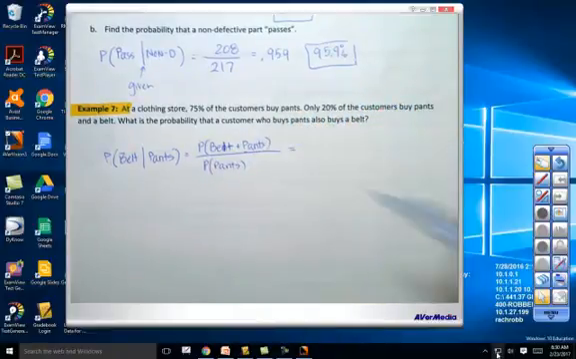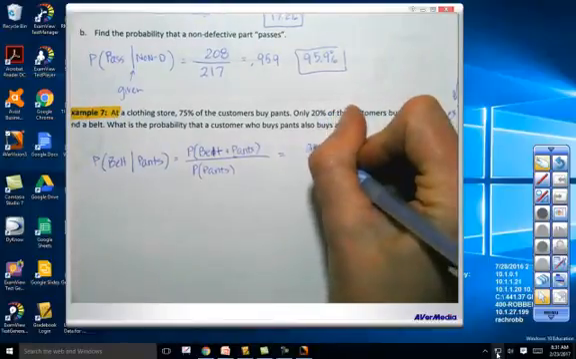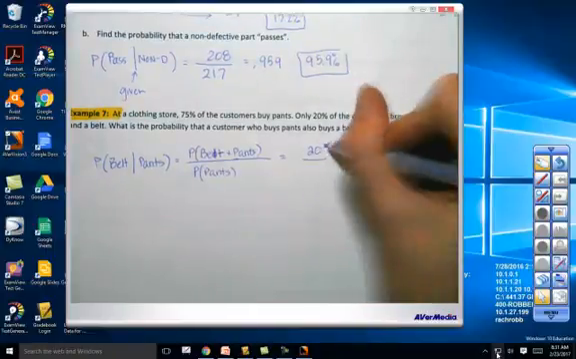And then this is what I said. They're going to give you the numbers you need. You just have to know where they go. So what was the probability that someone bought a belt with pants? 20% of the customers buy belts and pants. 20% is your chance that a randomly chosen person would buy belt and pants. And so this combined probability on the top will be the 20%. And you can just leave it as 20. It's not going to hurt anything.